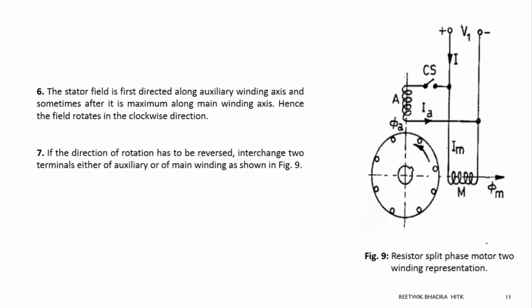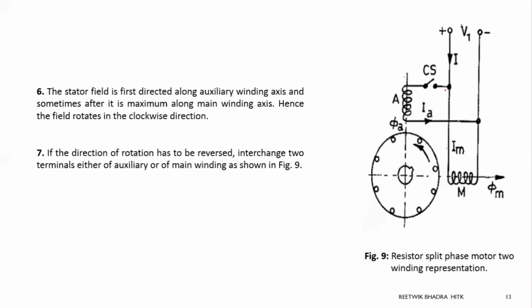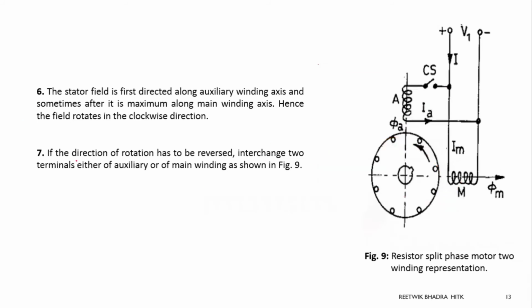Now how will you make the rotation opposite? Just a simple thing: what you do in three phase, we alter any two phases. Over here we take any one winding and make the connection opposite. From this centrifugal switch it was connected to negative and from this point to positive. Now the centrifugal switch is connected to positive and this to negative, so the current flow direction becomes opposite, and the rotation changes. Previously clockwise, it becomes anti-clockwise.